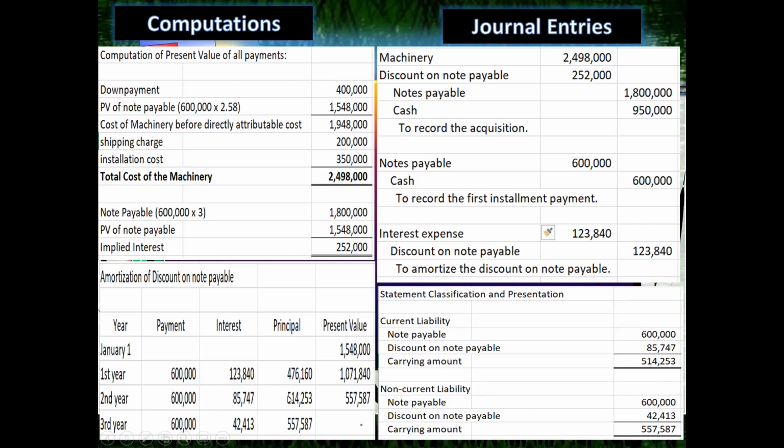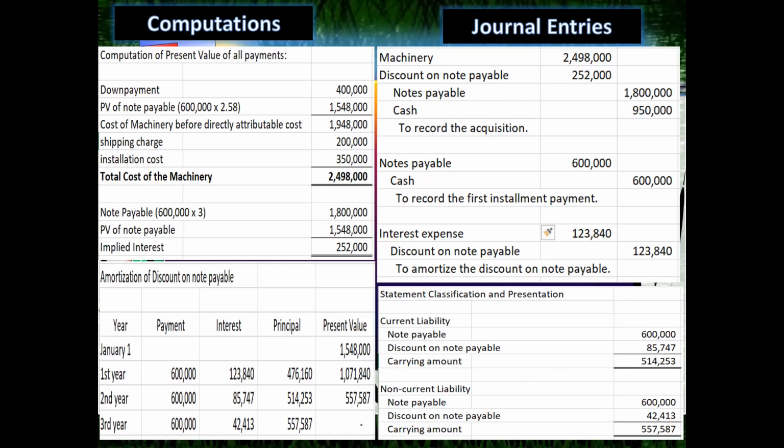So dito lang tayo refer no sa ating amortization schedule. So dito ito yung ating for the second year. So dapat ang carrying amount ng ating current liability ay 514,253. Now, itong 600,000 na to, since makokolekta siya beyond na sa 12 months or after 12 months pa from the reporting date. So that is why it's already considered as non-current liability.